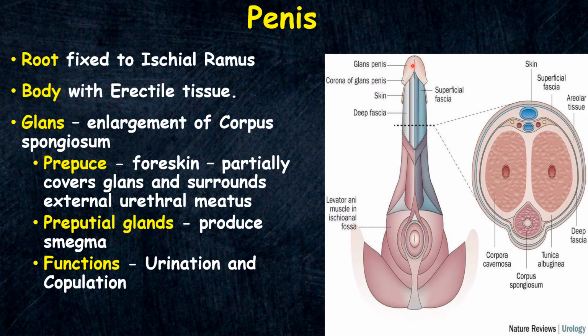The penis is composed of three cylindrical bodies of erectile cavernous tissue, the corpora cavernosa and the corpus spongiosum. These structures are very important for the erection, which will be discussed during the male sexual act.